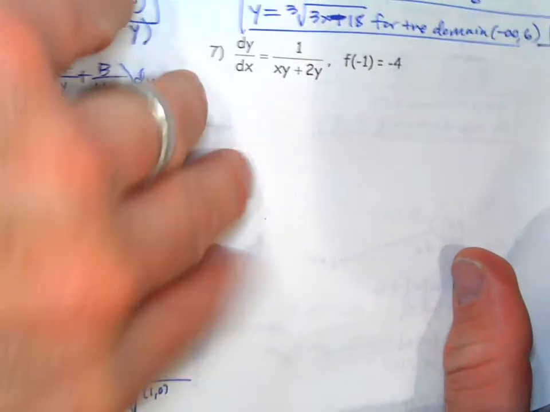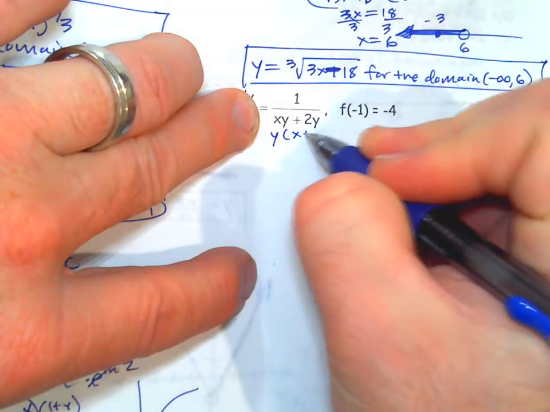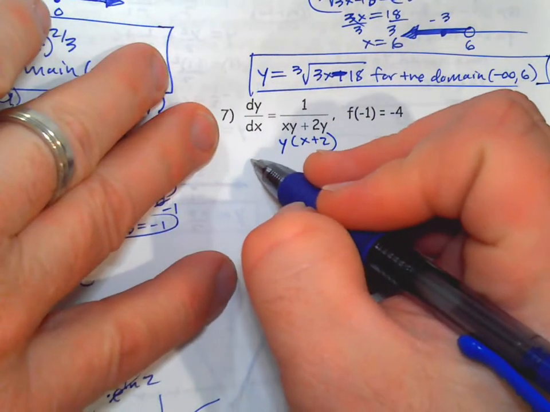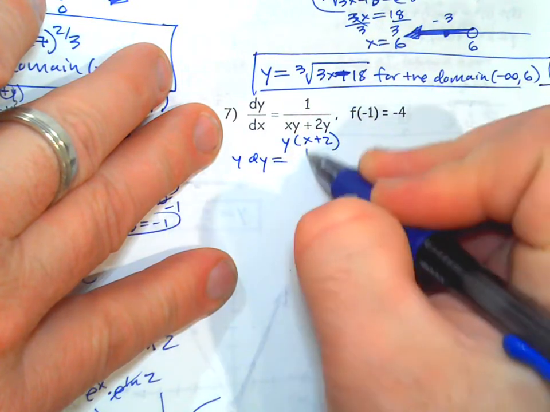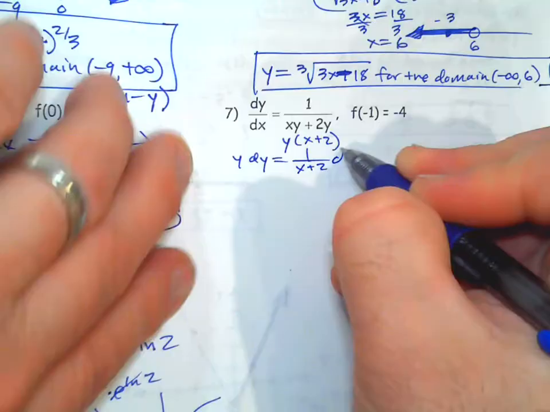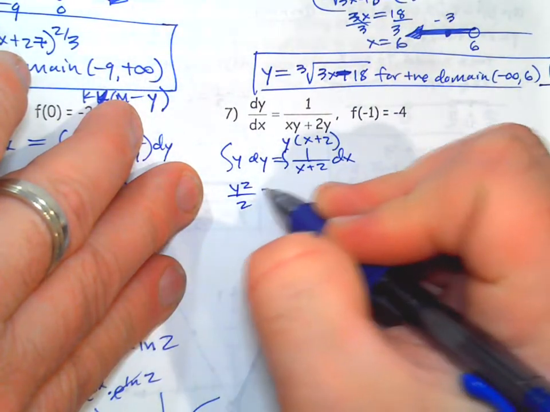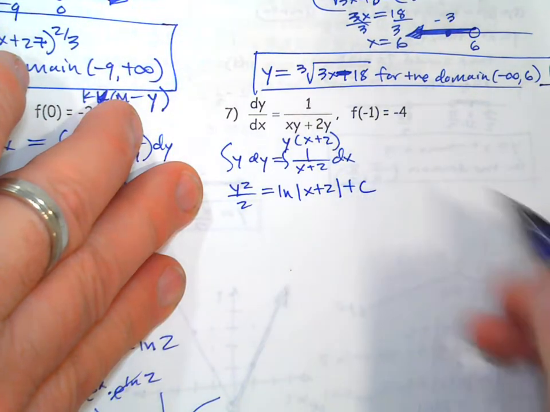All right. Last one. Now, to separate these variables, we got to factor the y out first, because you can only use multiplication and division to separate the y's and the dy. So this is going to be y dy equals 1 over x plus 2 dx. Integrate both sides. Y squared over 2 equals natural log of the absolute value of x plus 2 plus c.